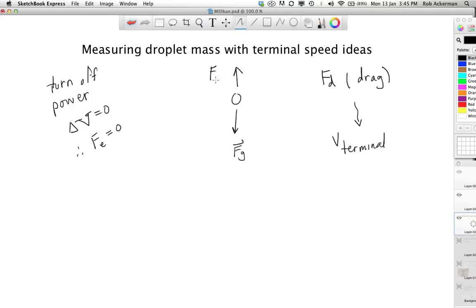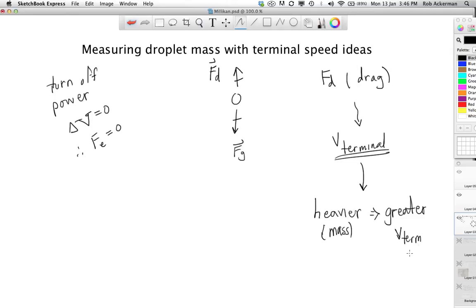So suddenly drag becomes significant, and when these two are equal, we're at terminal speed. Now, what do you remember from our discussion of terminal speed way back at the beginning of the course? The idea was this: heavier objects have higher terminal speeds. Heavier object leads to greater V terminal.